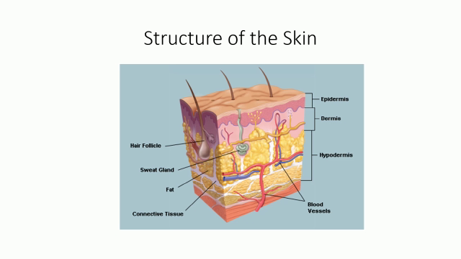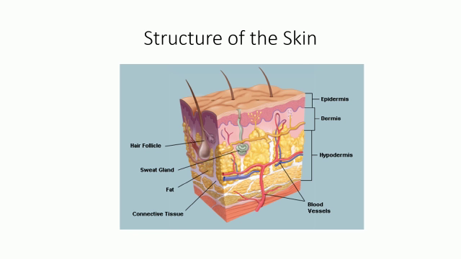Structure of the skin. Human skin is made up of two layers. The first and the outermost layer is called epidermis, while the layer below it, or the second layer, is called dermis. Below the dermis, there is a network of blood vessels and nerve fibers. The subcutaneous layer is present under this network. Subcutaneous layer is also called hypodermis. It is the innermost layer of the skin.